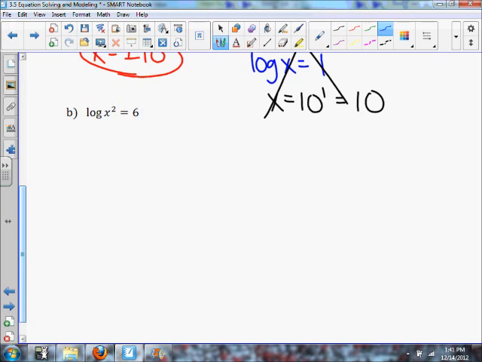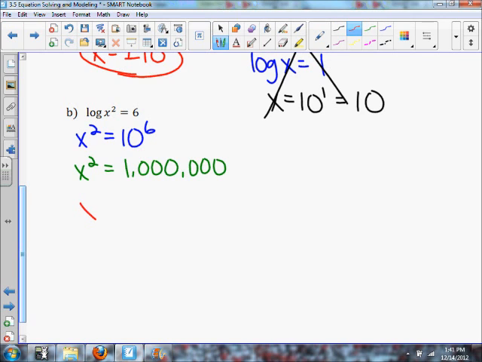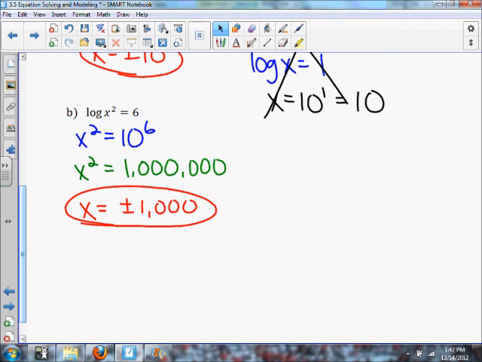Now when we look at b, we'll have x squared is equal to 10 to the 6th power, which means x squared will equal 1 million. When you take the square root of that, x will equal plus or minus 1,000. And there you have it.